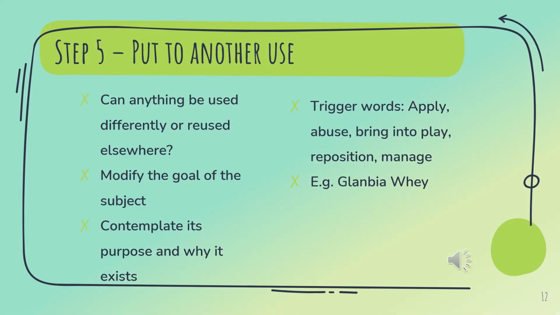P for put to another use. This focuses on how an organisation could put their current idea to different use or what could be reused elsewhere to fix their problem. It contemplates modifying the goal or subject and its purpose of use and what it's assumed to do. Some questions that could be asked here are, is it possible to utilise this product elsewhere? Is it possible to recycle product waste to create something new? Or can anyone other than the target market utilise the product? An example of putting to another use would be Glanbia, who uses protein removed from whey products to make a number of high-volume performance sports nutrition products.